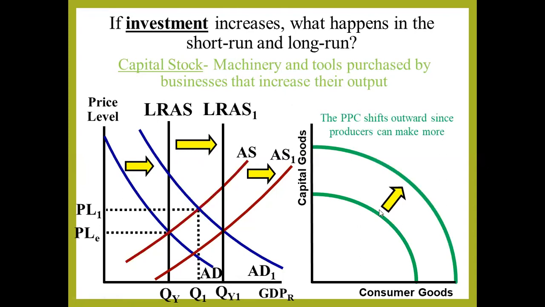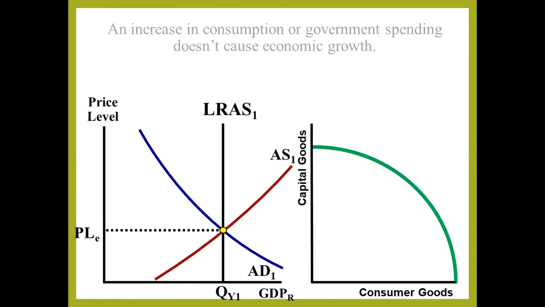It's the same idea as shifting out a production possibilities curve. Okay, again, investment goes up. Big point here, investment goes up. That is business spending on tools and machinery and technology. That causes our supply to go up in the future, which causes our long-run aggregate supply and our natural rate of unemployment to all be better. Okay, this does not happen with an increase in consumption or government spending. That does not cause economic growth. Economic growth is caused by spending on capital goods.